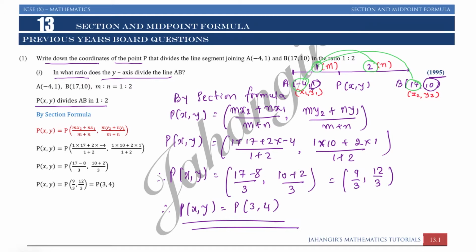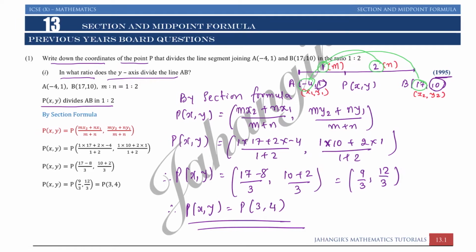Write down the coordinates of the point P that divides AB in the ratio of 1 is to 2. Now again, in the second question: in what ratio does the y-axis divide AB. So that we will be doing.